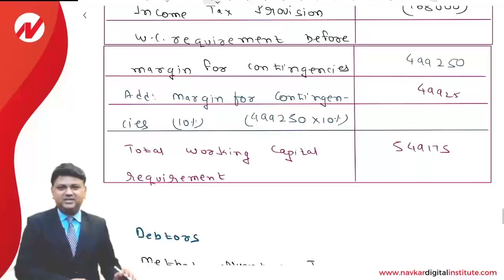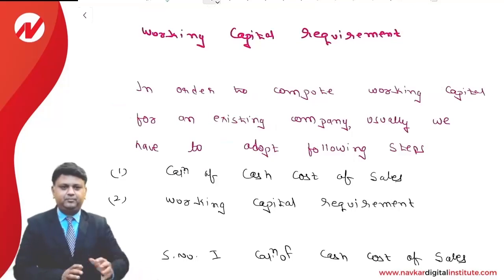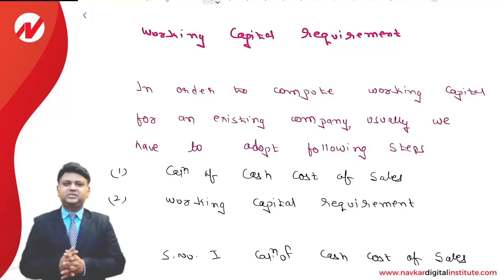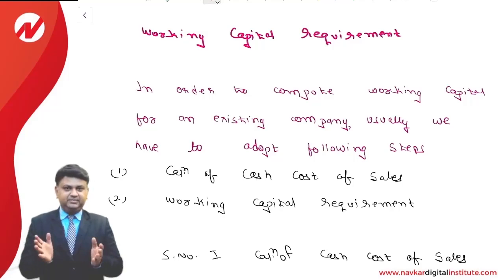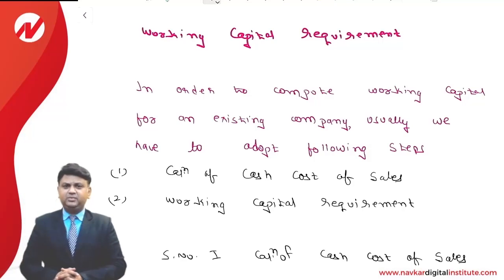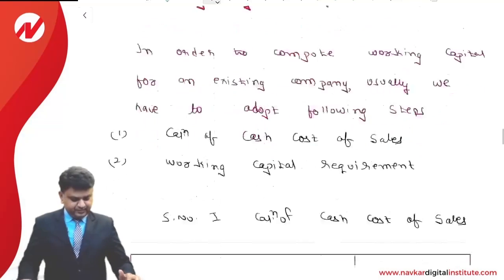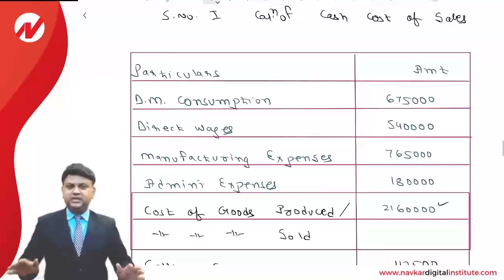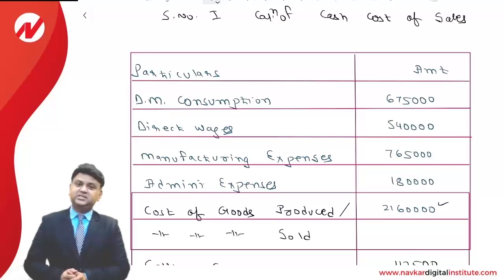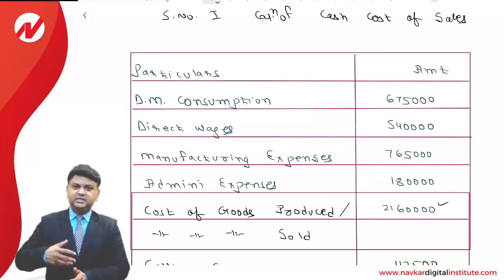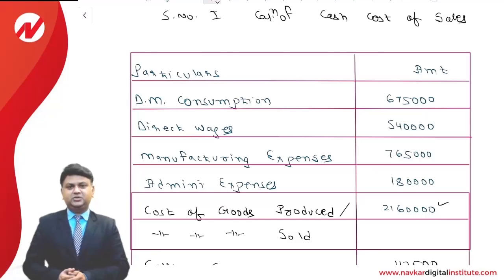This is what we understand. Let us have a small summary of the entire answer. Dear students, in this question, in my opinion, the important point of the working is the debtors calculation. Except that everything is very simple for a student to understand. First of all, the information is given for an existing concern. So there are two steps in which I suggest students to answer. Step number one is calculation of the cash cost of the sales, and the second step is the calculation of the working capital.